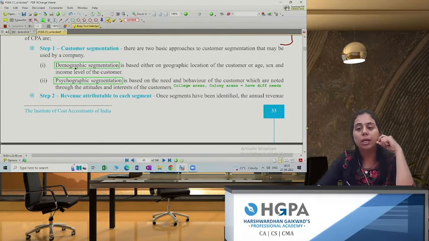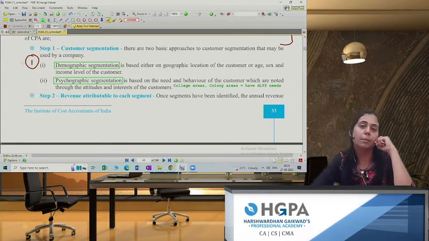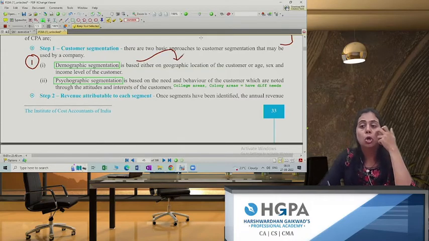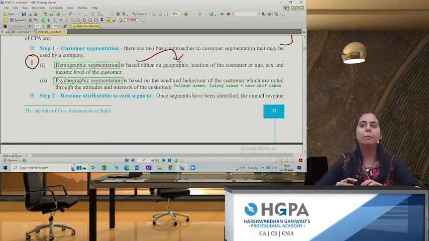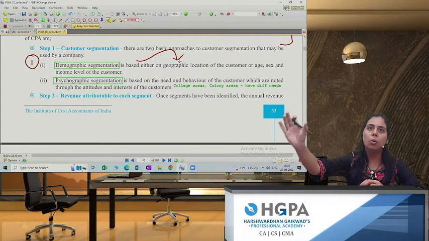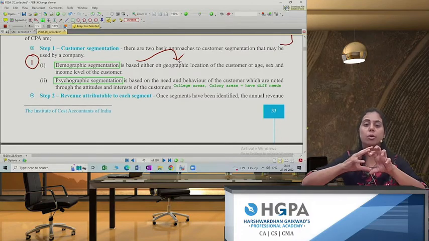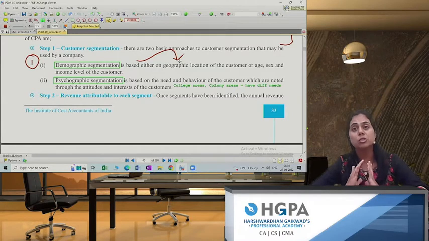Okay, the first way to do a customer segmentation is on the basis of demographic segment. Demographic matlab kya hota, on the basis of the geographical location or on the basis of the people. People means young people, old people, baby products. There are different products for baby products, there are different products for the old. Or on the basis of male, female, or on the basis of the age.